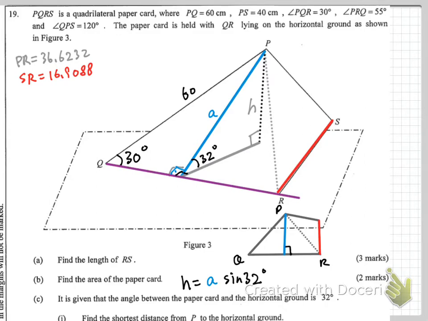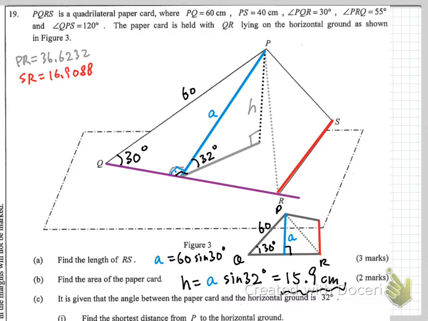In addition, we know that this is 60, this is 30. So the blue line is not difficult. The blue line is just 60 times sine 30. Putting this all together, we have the H. H will be 15.9 cm.